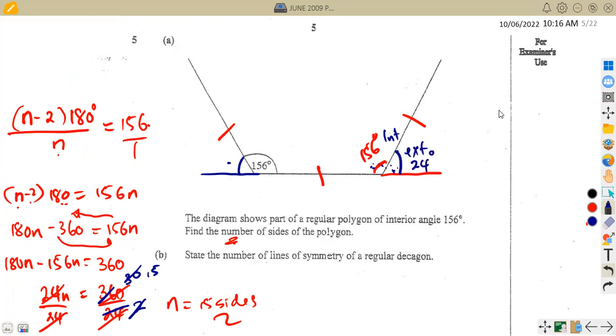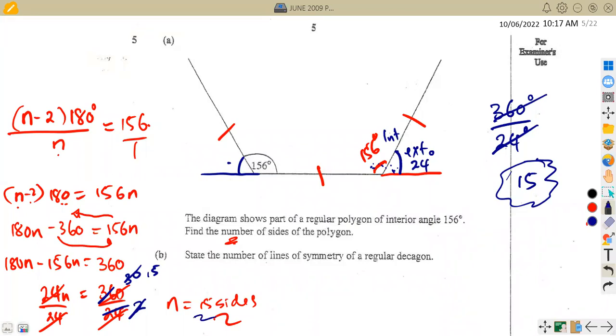And we know that all exterior angles add up to 360 degrees. So if all exterior angles add up to 360, how many exterior angles do we have? Which means we are going to divide by what? By 24. So 360 divided by 24, as you can see, is going to give us 15. So there are 15 exterior angles that we are talking about. 15 angles means 15 sides. So it means the number of sides is going to be 15.